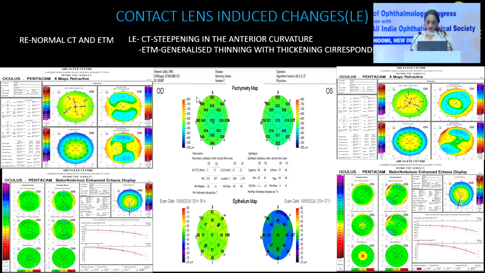Now this is a patient of contact lens wear who is using a contact lens only in the left eye for the past few years. So the right eye is absolutely normal topographically, and the ETM is also absolutely normal. But the left eye is showing elevation in the anterior curvature map, and the epithelial thickness profile in the left eye is showing generalized thinning and thickening over the central region corresponding to the elevation, enabling a diagnosis of contact lens warpage.